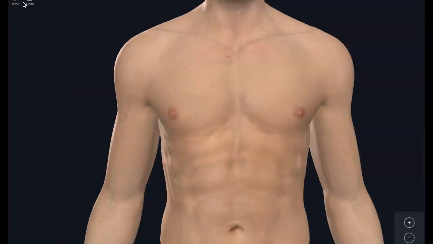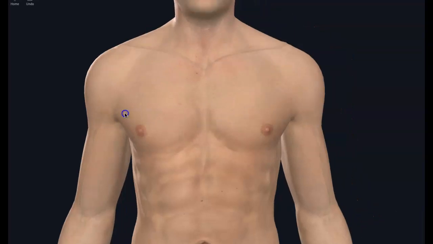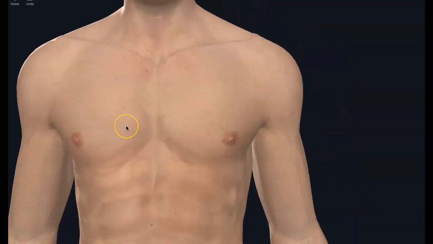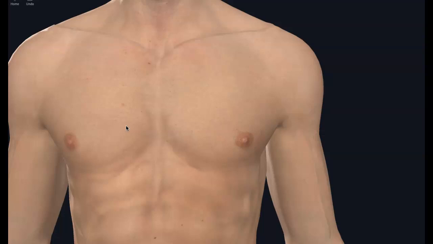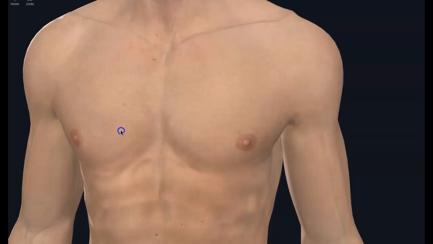So in this video, we're going to be looking at soft tissues and viscera of the chest, starting with breast tissue. So breast tissue is mainly fatty tissue and lactiferous glands. It may extend from the second to the seventh ribs, from the lateral border of the sternum to the anterior axillary wall near the armpit.